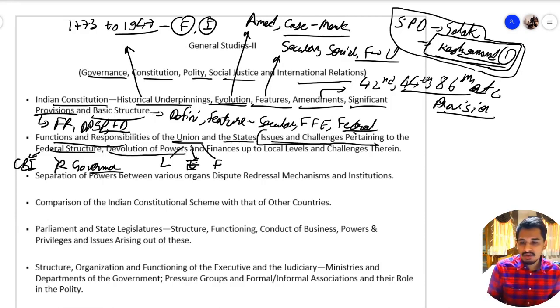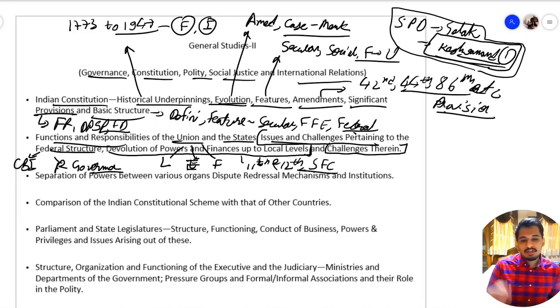Then we have devolution of power and finances up to local level, that how power is devolved and how finances are devolved up to local level. For this we have 11th and the 12th schedule, and for finances we have State Finance Commission. Then what are the challenges also you should know? One of the challenges is that the mayor is just a rubber stamp. He does not have enough political power. Similarly, the municipalities cannot collect taxes. They are dependent on the state government for funding.